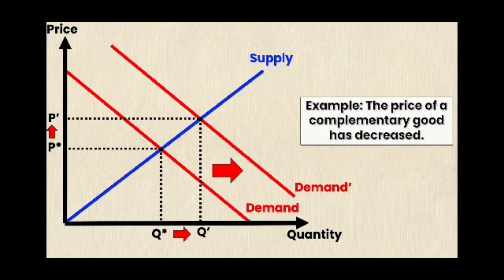That is to say that as long as supply does not move, if demand increases, then both P and Q will increase 100% of the time, no matter the magnitude of the shift, whether it's big or small.